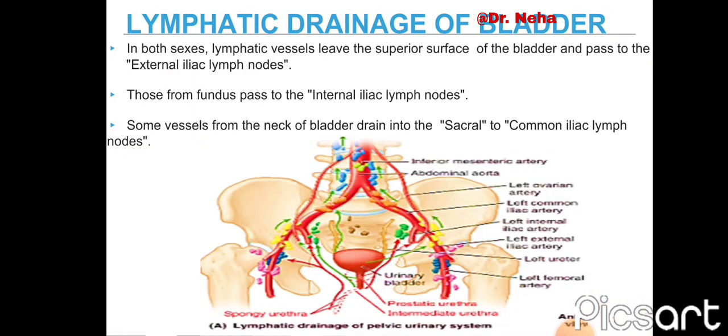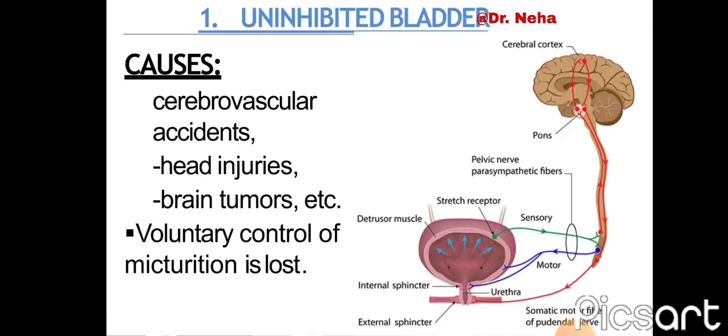Then the lymphatic drainage of the bladder. In both sexes, the lymphatic vessels leave the superior surface of the bladder and pass to the external iliac lymph nodes. Those from the fundus pass to the internal iliac lymph nodes, and some vessels from the neck of the bladder drain into sacral and common iliac lymph nodes. Now come to the applied anatomy.